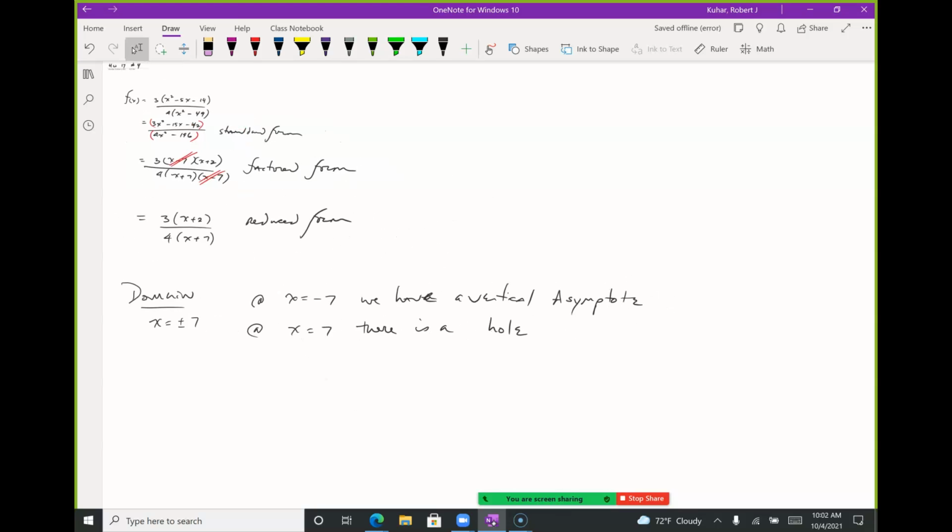Could you explain why there's a hole at 7 and not a vertical asymptote? Because our vertical asymptote definition is when the denominator is 0, when it gives me a number over 0. Now on this one they canceled out, so if I'm really looking at the nickname, I'd rather look at the nickname than the proper name. So I'm looking at this reduced equation, but I know the domain has to come from the original equation. So I know I can't put positive 7 in or negative 7 in.